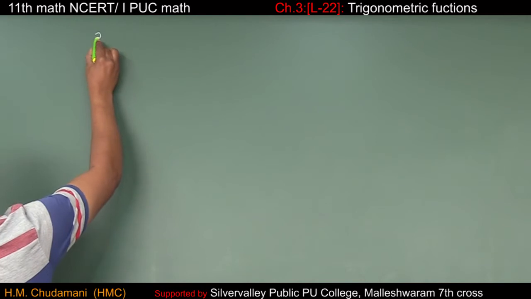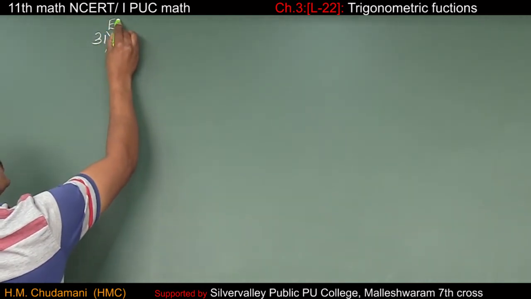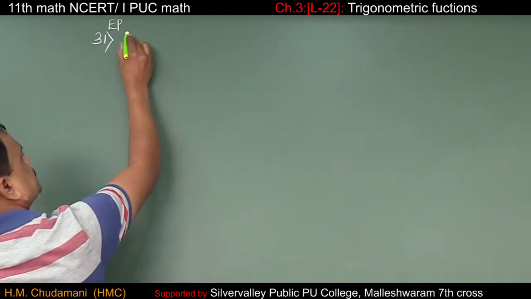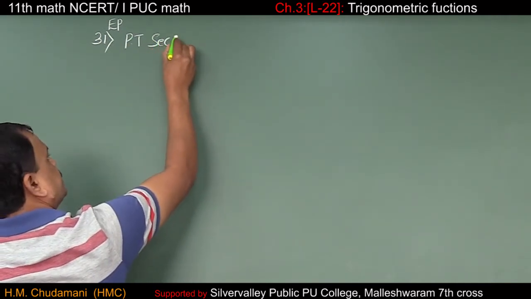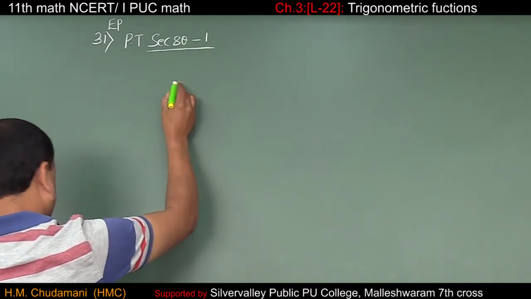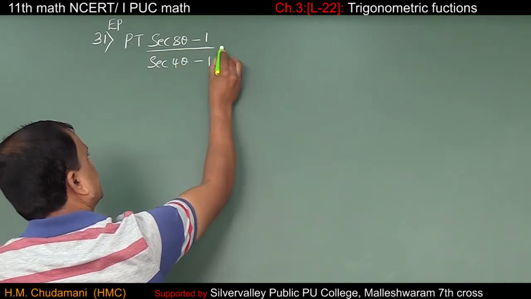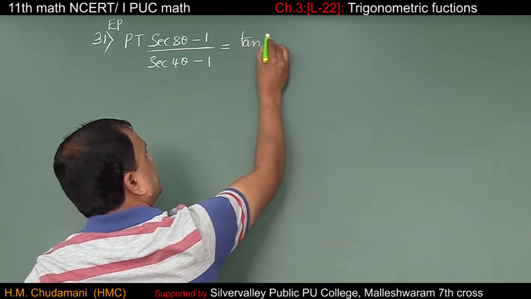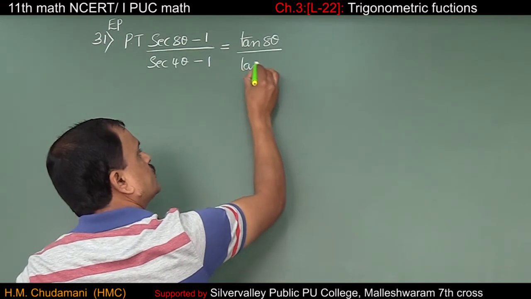Next, 31, an exemplar problem, EP problem. Prove that secant 8 theta minus 1 divided by secant 4 theta minus 1 is equal to tan 8 theta divided by tan 2 theta.